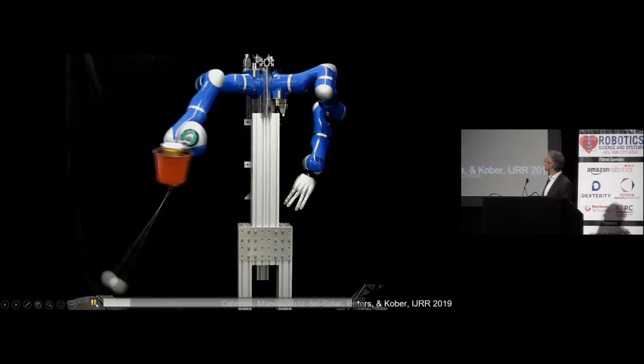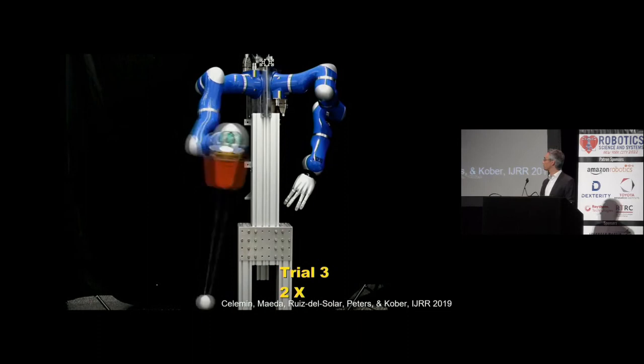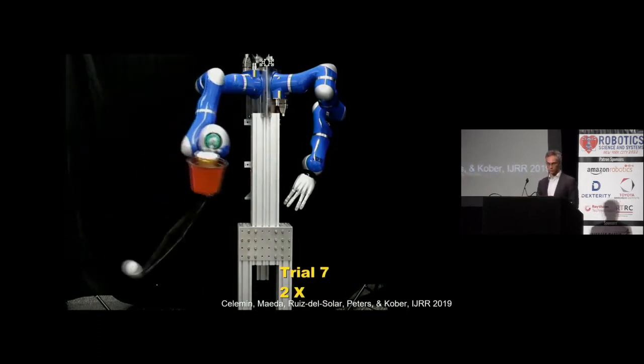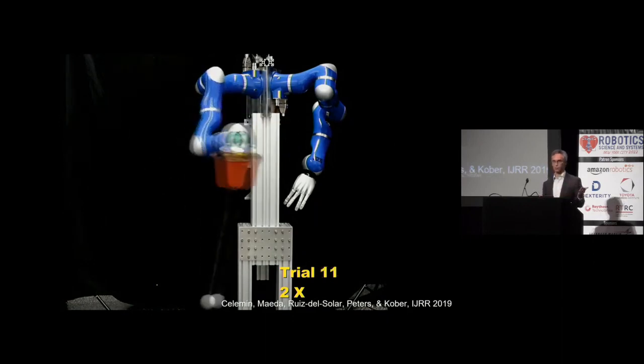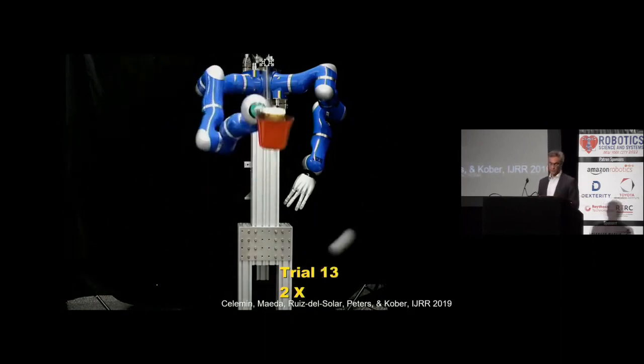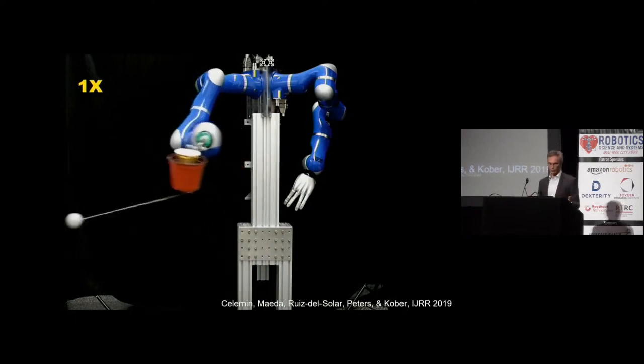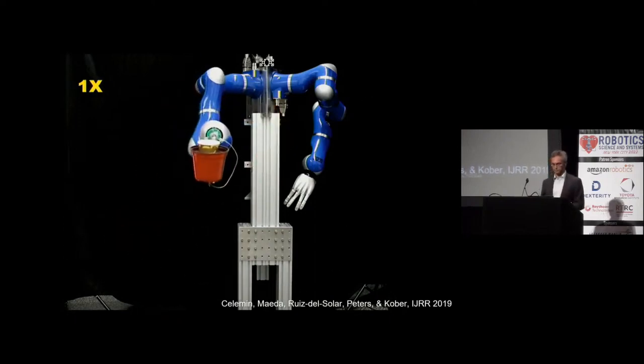So we can start from scratch. But additionally, instead of the demonstration, now we have a teacher sitting in front of the robot providing corrections like move more to the right, move more to the left. And then within 20 trials or so, the robot can catch the ball in the cup.